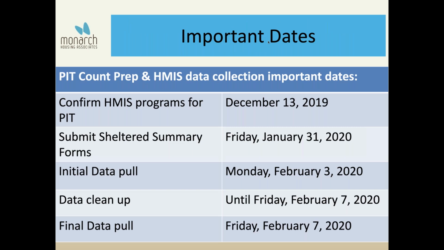So for the HMIS dates, you've already submitted, I hope, your HMIS programs for the point in time. Please submit the shelter summary forms by January 31st. That initial data pull is going to be Monday, February 3rd. The cleanup can go on your end until February 7th, 2020, and then on Friday, February 7th, Monarch will be doing that last data pull.